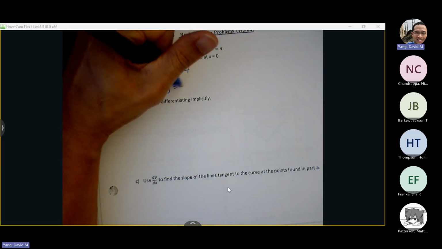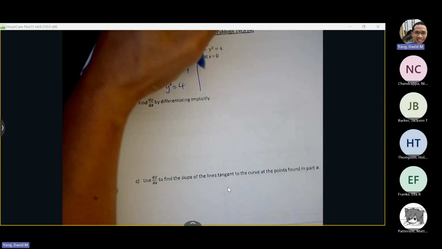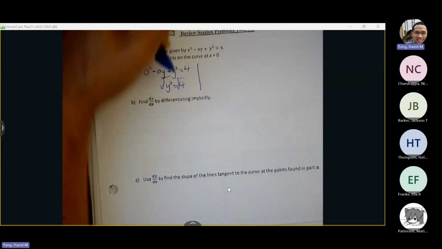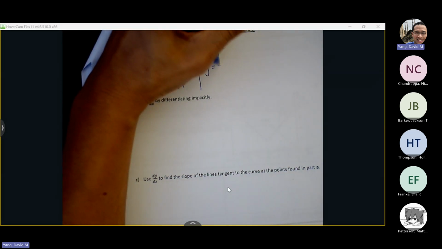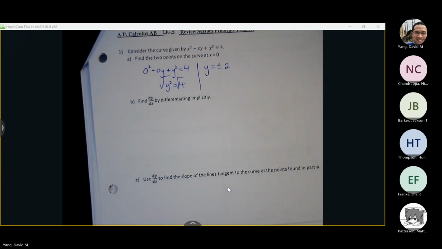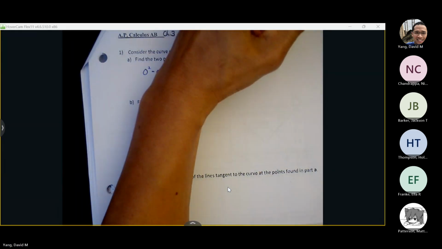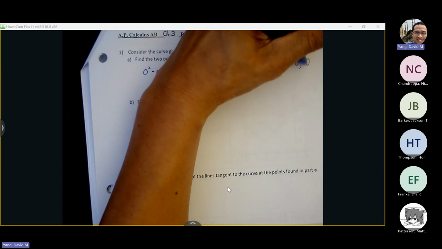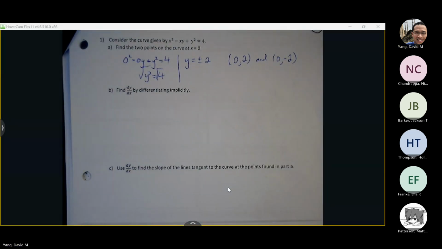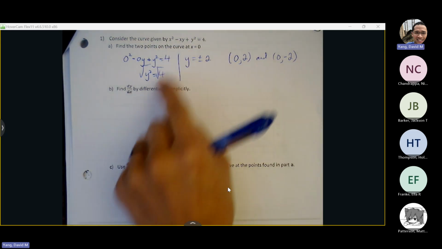The first two terms wipe out. I'm just left with y squared equals 4. Take the square root of both sides. There's a plus or minus that will show up. So y equals plus or minus 2. So the 2 points are (0, 2) and (0, negative 2). Okay. Part B, find dy/dx.